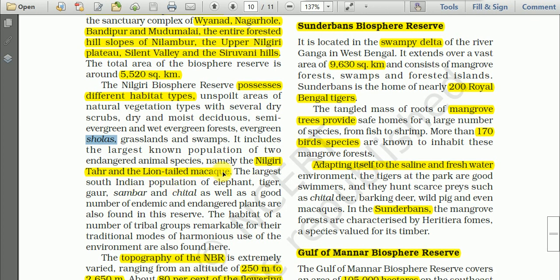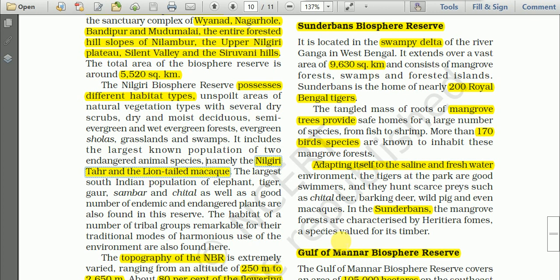This Nilgiri Biosphere Reserve includes the largest known population of two endangered animal species, namely the Nilgiri tahr and the lion-tailed macaque. Endangered means going to be extinct if negative factors continue. If we continue to kill, then it will be extinct. That is known as endangered.